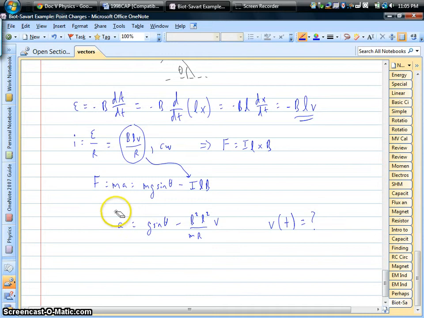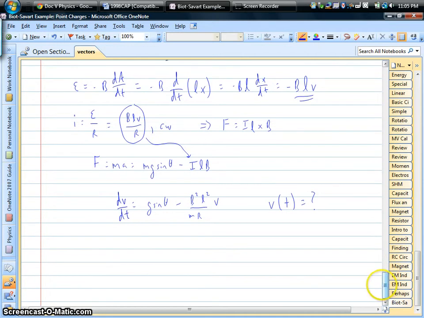Okay. Well, to get time into the mix, we're going to have a differential equation. Acceleration is dv/dt, the rate of change of velocity. So this is the equation that we get. Now, this is also mathematically the same as air friction.